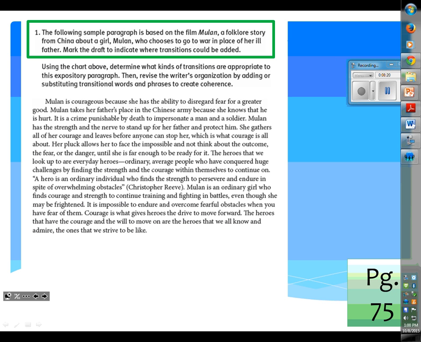Oh no, did we find a different sentence? Okay, so in this case, maybe you were at "Mulan has the strength and the nerve"? I think so. Okay, so "in this case, Mulan has strength and nerve to stand up." All right, I dig that. Any other example?